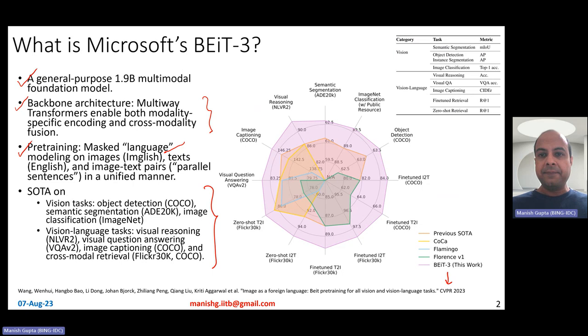So this chart actually says it all. This chart compares the BEiT-3 model with the previous popular models across so many different tasks. Each of these axes is a different vision task or a vision language task, and you observe that the BEiT-3 model is better than CoCa, Flamingo, or Florence, which are previously proposed multimodal models, across all of these tasks. In fact, it is better than the previous state of the art across all of them. So this outermost one is the BEiT-3 model. This one is essentially the previous state of the art. It could be any of the previously popular models for these various tasks.